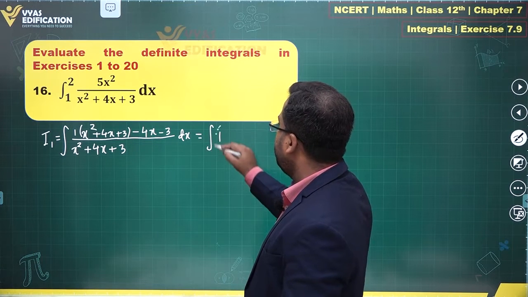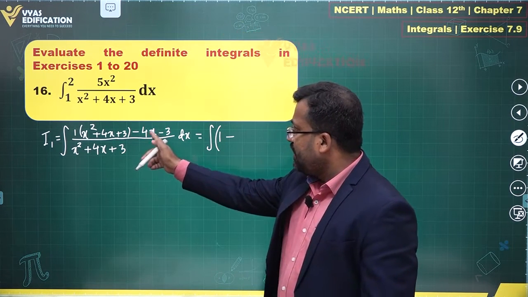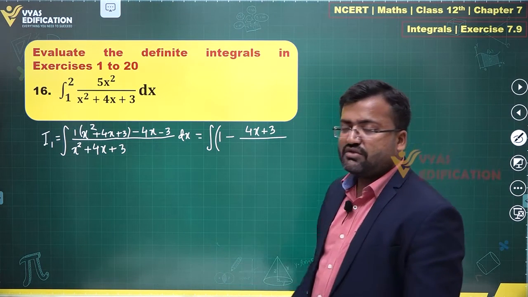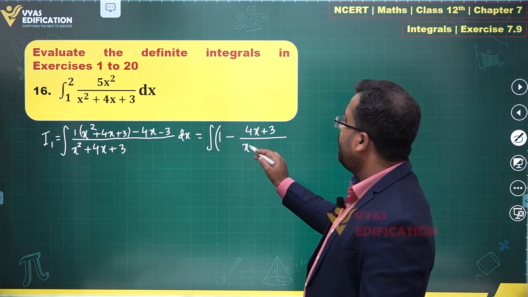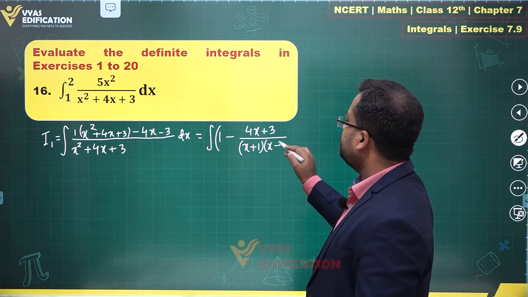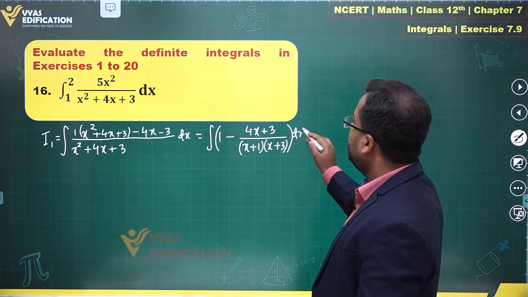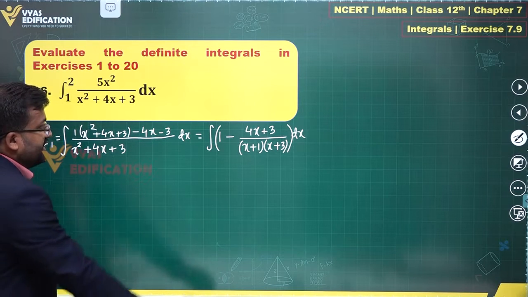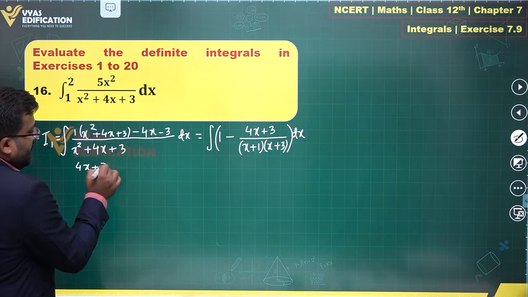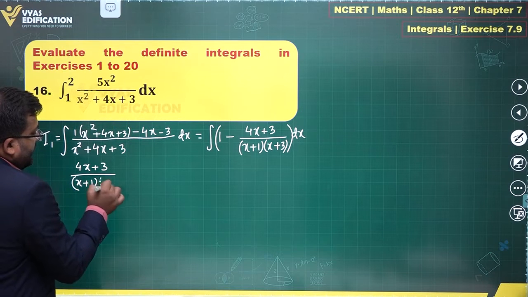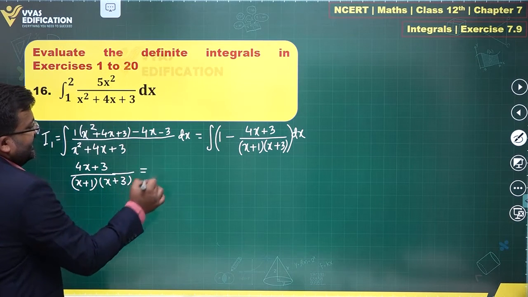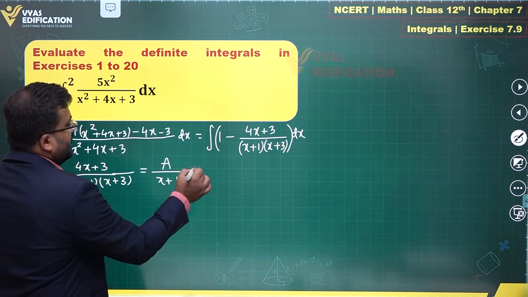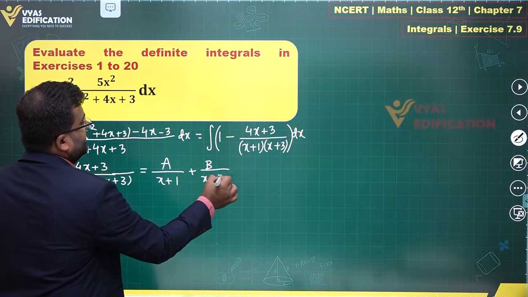This is integral of 1 minus, will come out common, 4x plus 3 will remain in the numerator. In the denominator, I'll have x square plus 4x plus 3 factorized into x plus 1, x plus 3. And now this expression can be simplified by using concepts of partial fractions as 4x plus 3 upon x plus 1, x plus 3, which will be easily written as a upon x plus 1 plus b upon x plus 3.